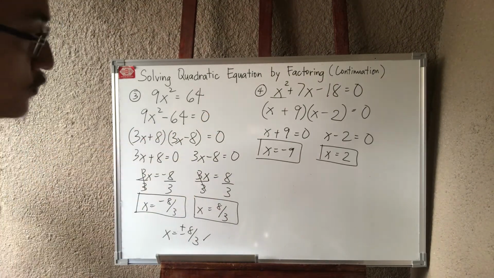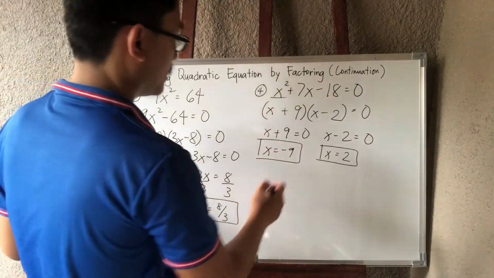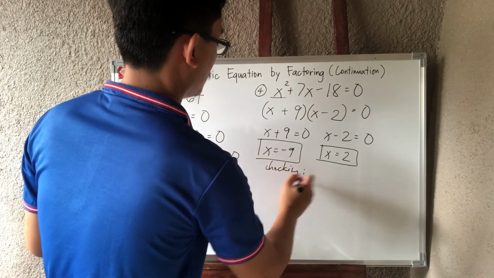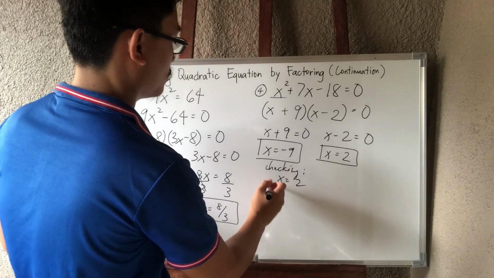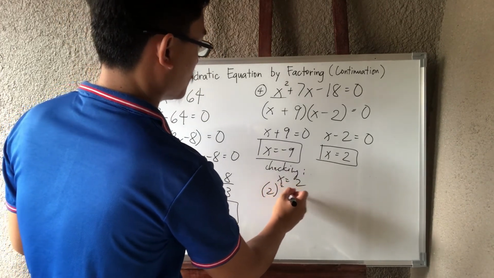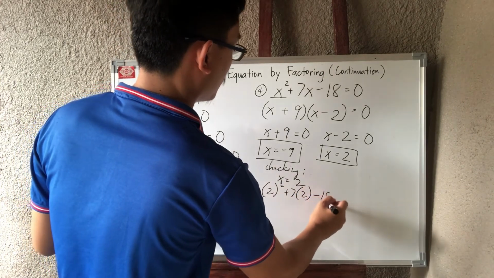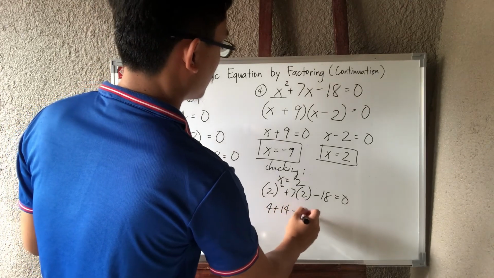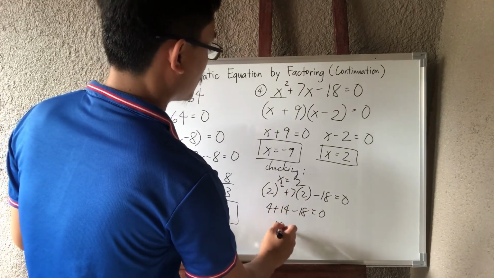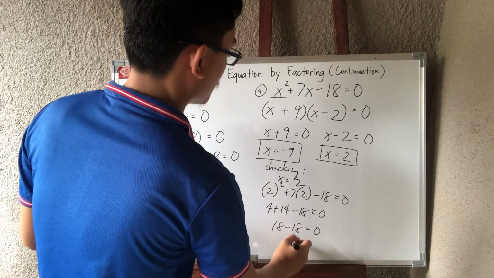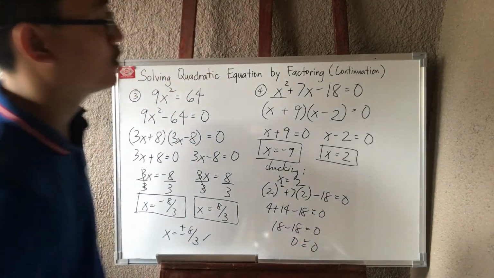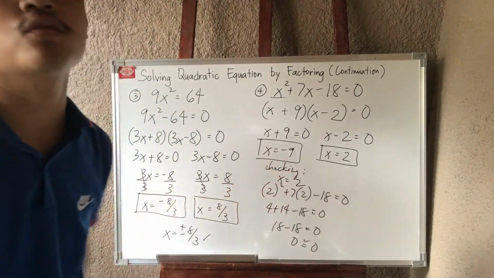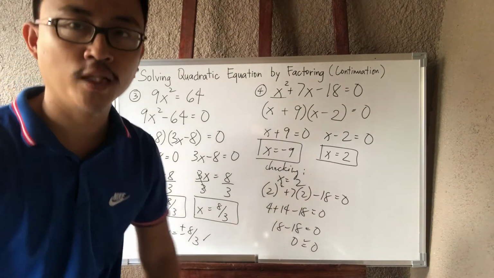And then, if you wish to check, let us check. Subukan natin yung 2. Checking natin. X equals 2. So, 2 squared plus 7 times 2 minus 18 equals 0. 2 squared is 4 plus 14 minus 18 equals 0. 4 plus 14, that is 18 minus 18 equals 0. 0 is equal to 0. So, that will be also good for negative 9. So, tama yung ating solution set. Okay? So, yan na muna.